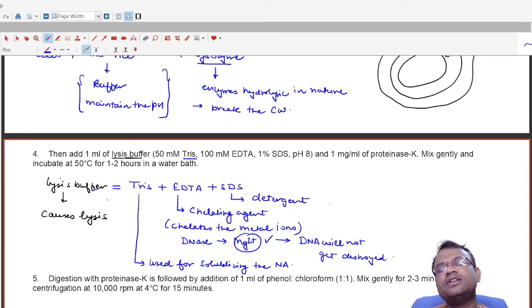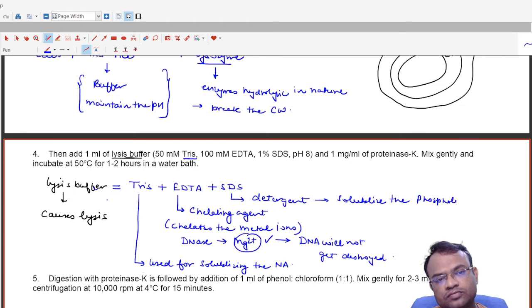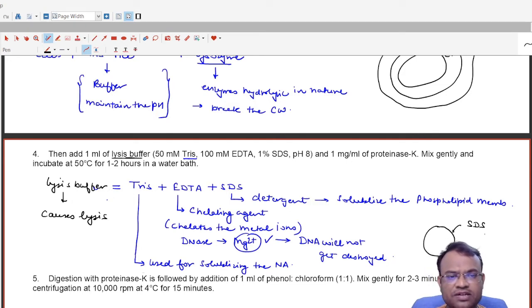And you might be knowing that these detergents, why are they so useful? They are useful because they solubilize the phospholipid membrane. So what will happen? The phospholipid membrane, this is the cell. Suppose we have already broken down the cell wall with the help of the lysozyme. Suppose this is the cell membrane now. Now you want to remove the cell membrane. So what will happen? SDS will act on the cell membrane and remove it, because SDS is a detergent.